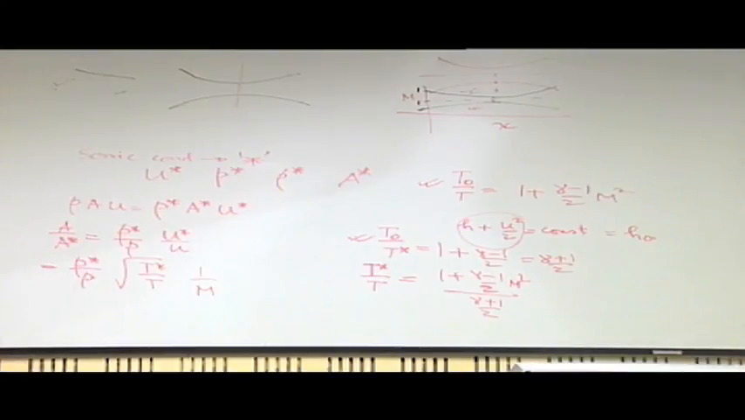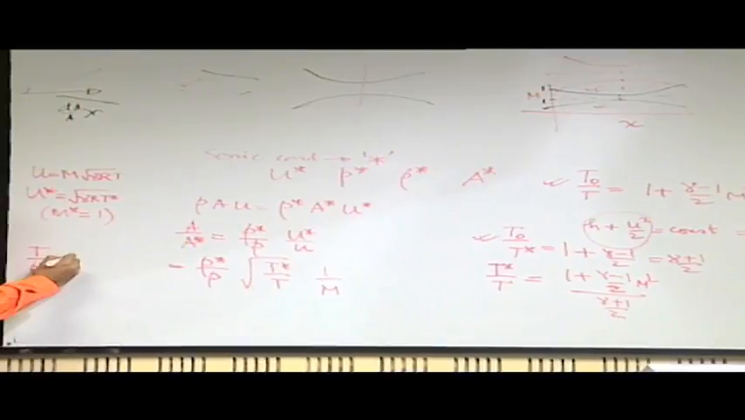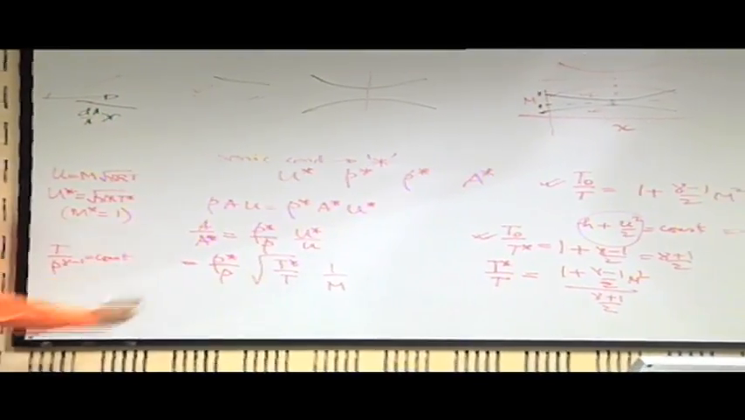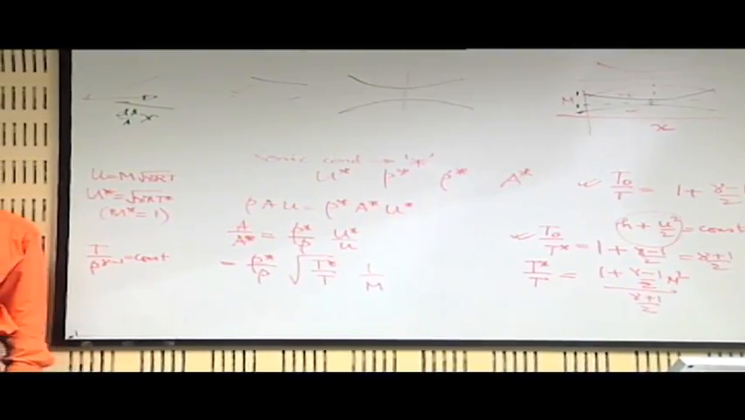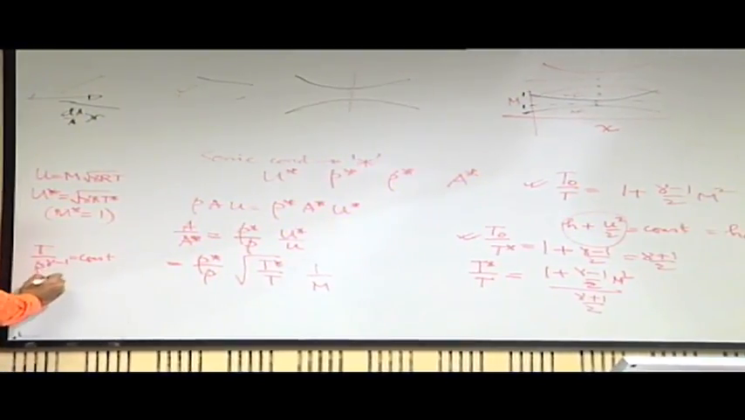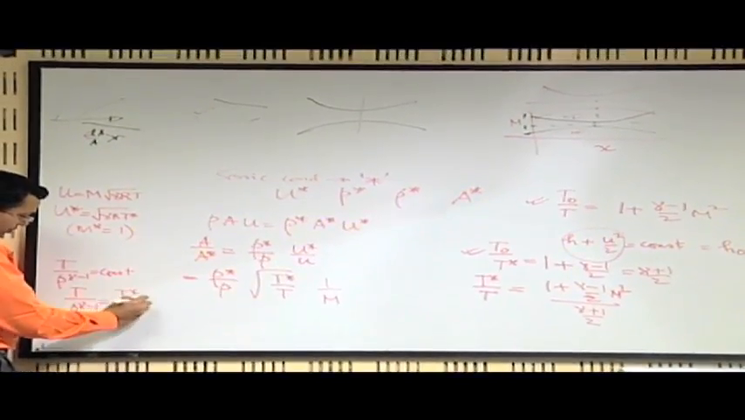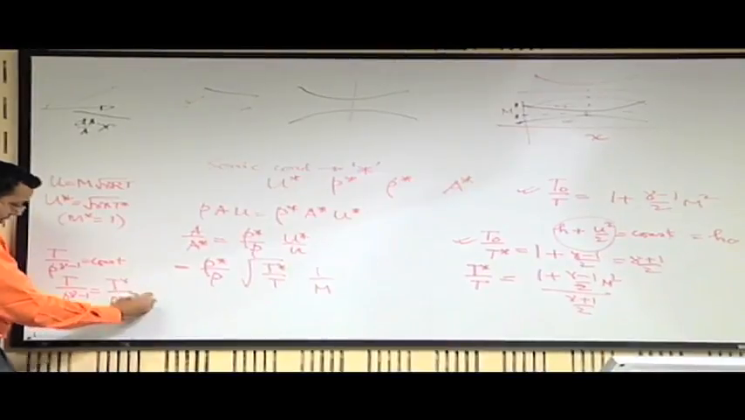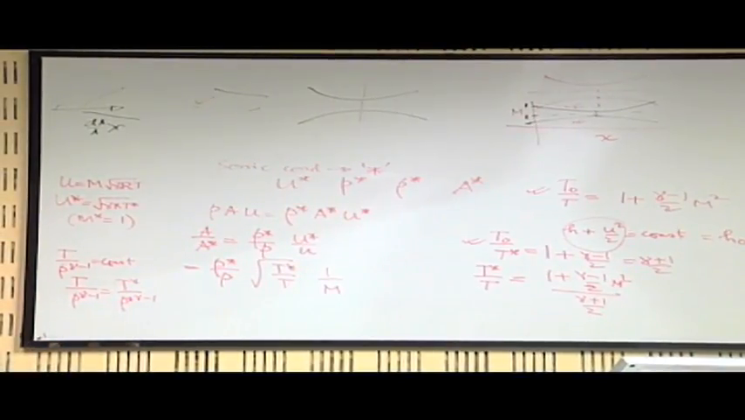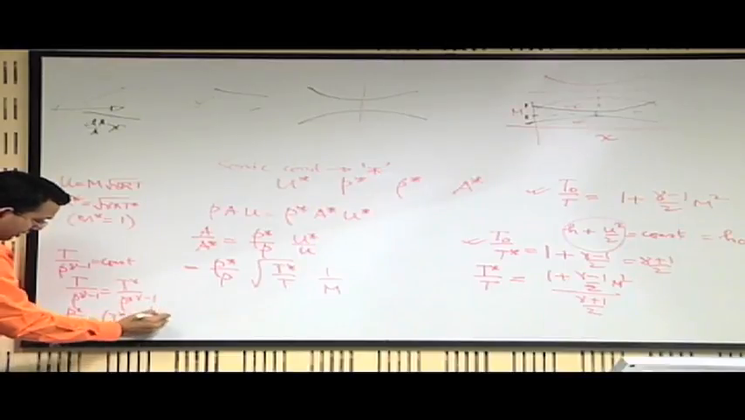Also we know that T by rho to the power gamma minus 1 is equal to constant for an isentropic flow. So you can write T by rho to the power gamma minus 1 is equal to T star by rho star to the power gamma minus 1. So rho star by rho is equal to T star by T to the power 1 by gamma minus 1.